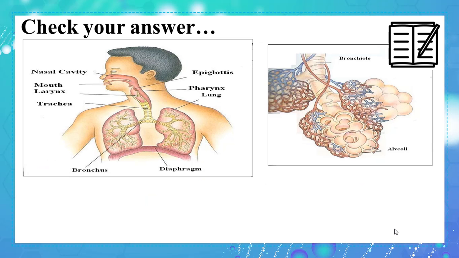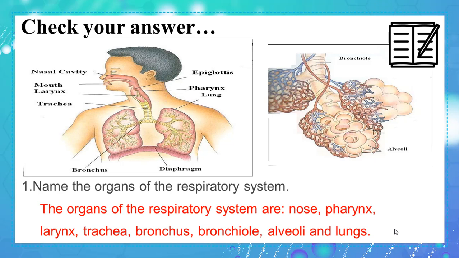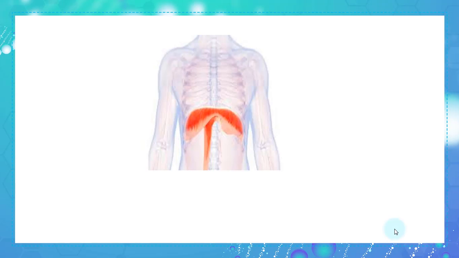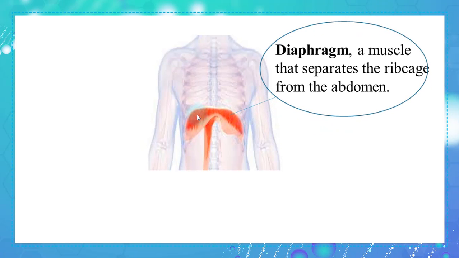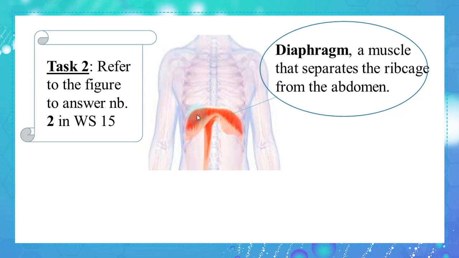Now it's time to pause the video to check your answers. What about this muscle, which is located below the lungs? This muscle separates the rib cage from the abdomen, and it has an important role in respiration. This muscle is called the diaphragm. So, refer to this figure to answer number 2 in your worksheet.